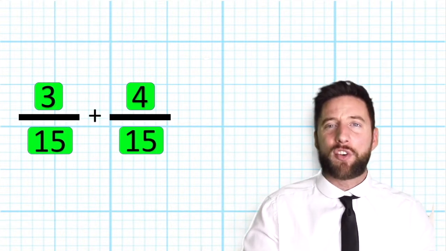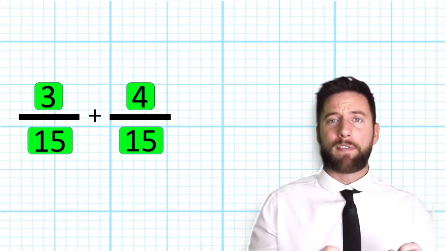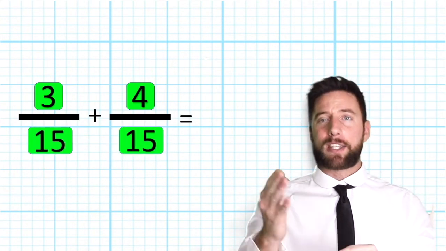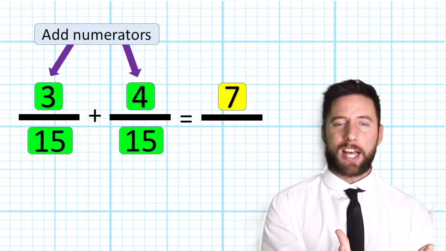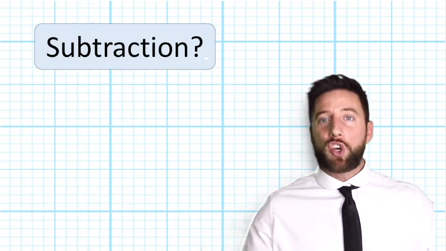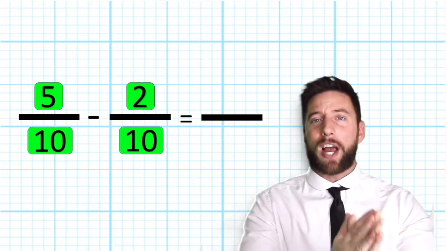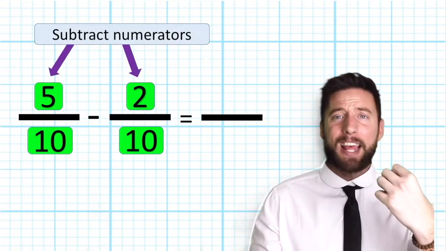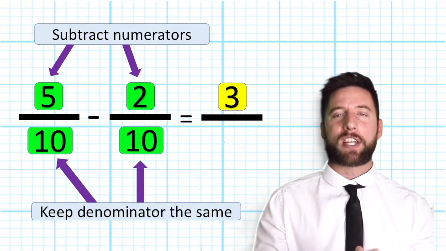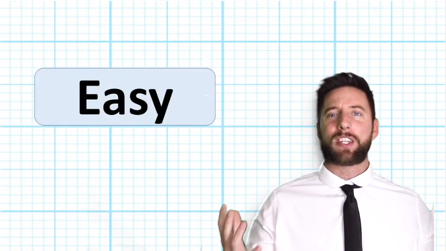Fantastic. Let's see another example of this trick. If we had 3/15 add 4/15, we could have 3 elephants, add 4 elephants. 3 add 4 is 7. The name of the fraction hasn't changed, it's a 15th, so we have 7/15. Simple. And the good news, that works with subtraction as well. Let's have a look. If we have 5/10, subtract 2/10, what am I doing? I'm taking 2 away from the 5. 5 subtract 2 is 3. We haven't changed the value of the fraction, so we have 3/10. Simple.